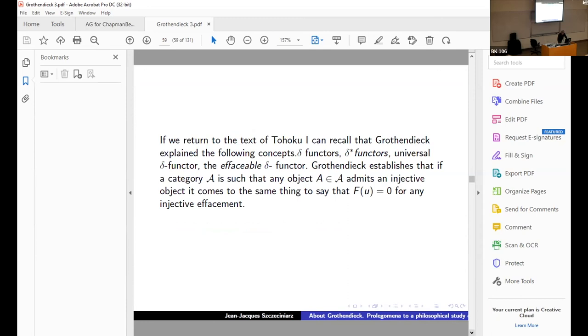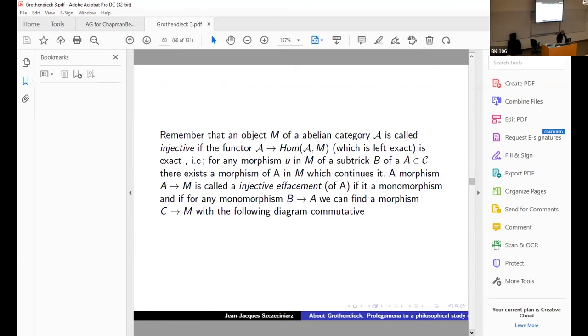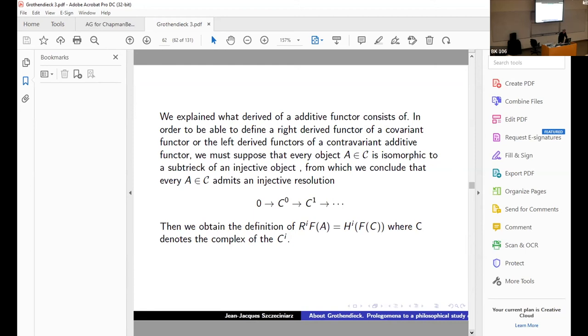Now, if we return to the text of Tohoku, as Grothendieck explained, the following concepts: delta functor, delta star functor, universal delta functor, effaceable delta functor. Grothendieck established that the category is such that any object can be embedded into an injective object. It comes to the same thing to say that F is effaceable for any injective effacement. So we explained what the derivative of an additive functor consists of, in order to be able to define the right derived functor of a covariant functor or the left derived functor of a contravariant additive functor. We must suppose that every object is isomorphic to a subobject of an injective object, upon which we conclude that every object admits an injective resolution.